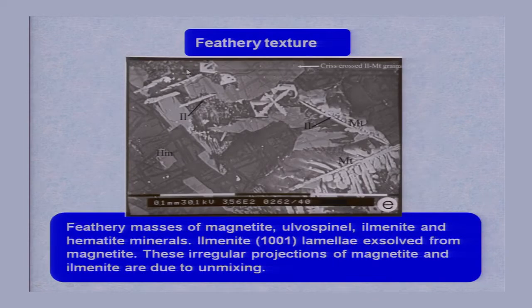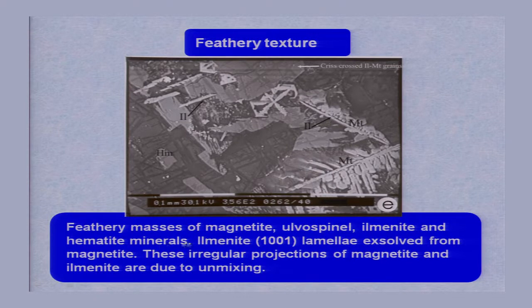Now, I am talking about a very interesting feature, feathery texture. This feathery texture is seen under the scanning electron microscope. See carefully, this is a feathery texture, it resembles the feather of a bird. This is magnetite, grey colored magnetite embedded within the melt, and the other mineral is ilmenite. This is ilmenite, and the light grey colored mineral is magnetite. This is a feathery mass of magnetite. Ulvospinel is also present here.